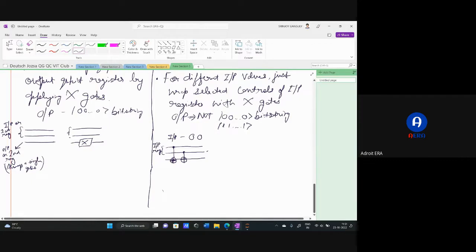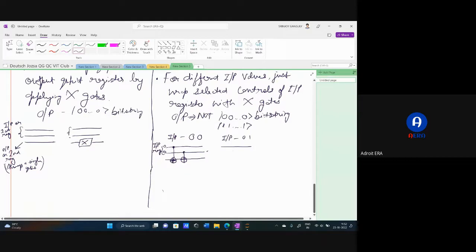Okay, this is the oracle for input 0 0, when you start with 0 0 here. Okay, 0 0, that is what I mean by 0 0. What will happen if input is 0 1? Input is 0 1. Let us see.